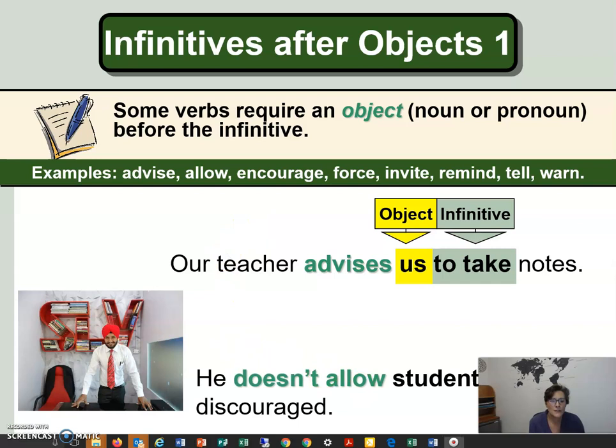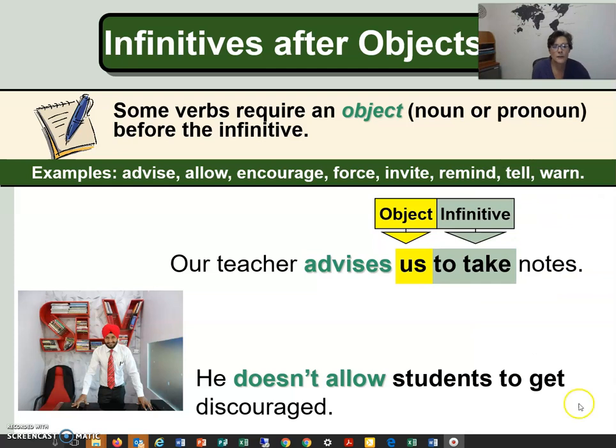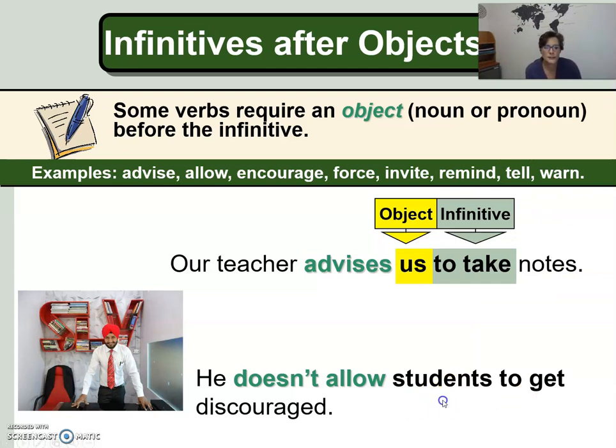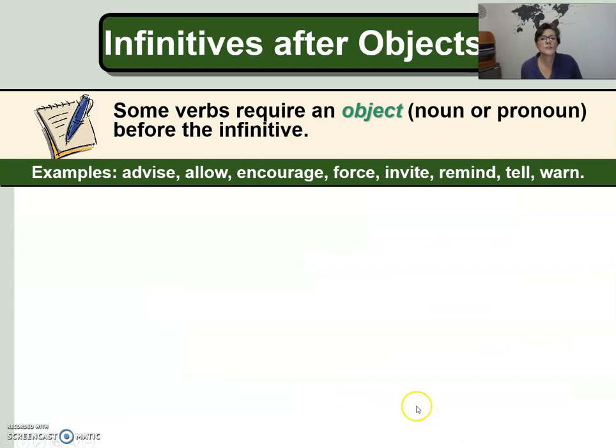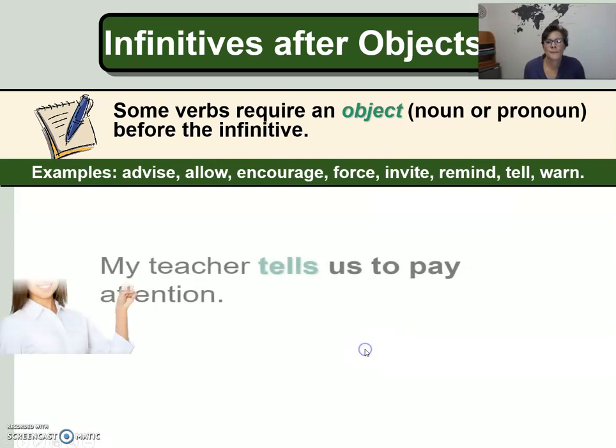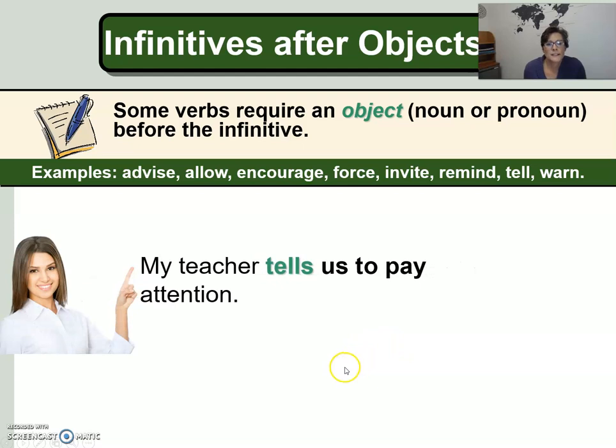Let's take a look at another example here. He doesn't allow students to get discouraged. Notice the infinitive after the object. Notice the use of advise and allow. Here are some more examples. My teacher tells us to pay attention. Notice the verb tell often takes an object followed by an infinitive.